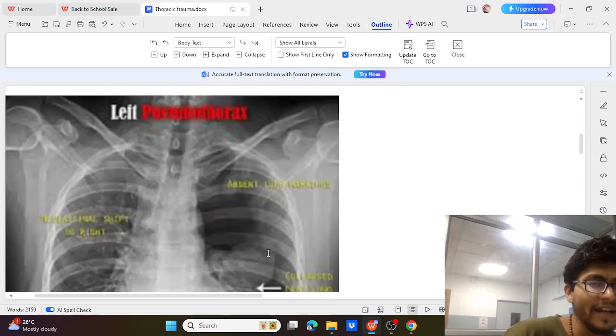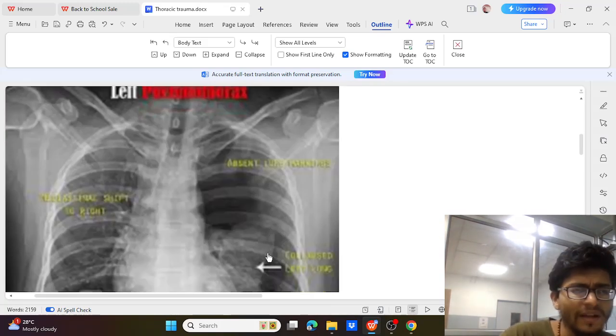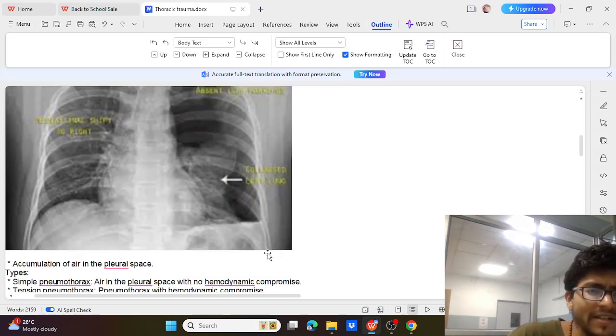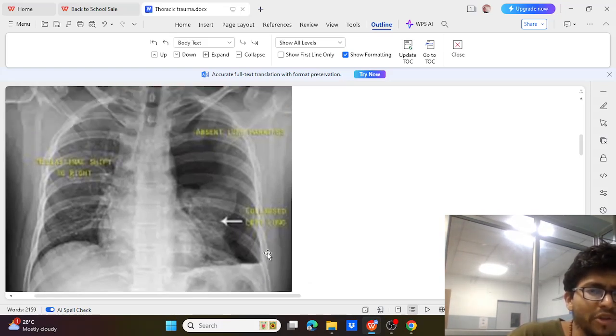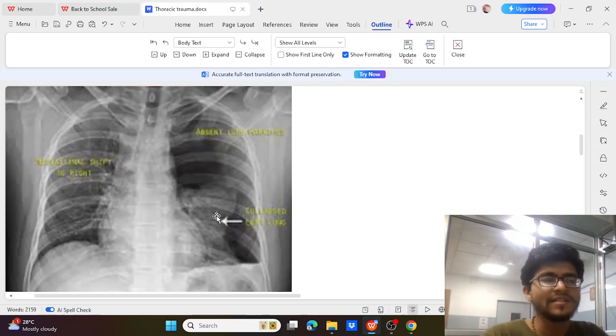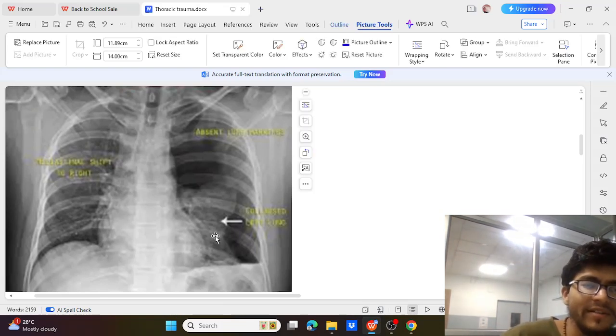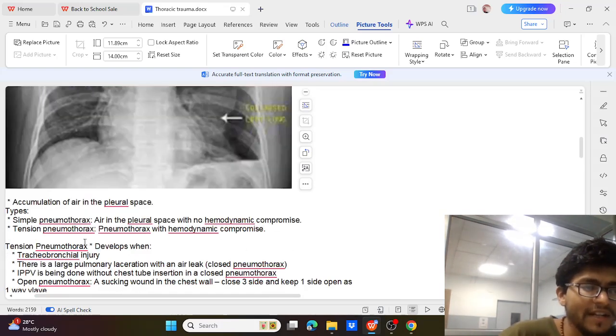Now coming to pneumothorax. I'm sorry for the diagram, but I have posted this diagram earlier. Hope it is visible. So here what happens is there is air in the pleural space. Between the two layers of the pleura, the parietal and the visceral pleura, there is air filled in it. So that means pneumothorax, and it is an emergency condition. There is accumulation of air in the pleural space between the two layers of pleura, that is the visceral and the parietal pleura.